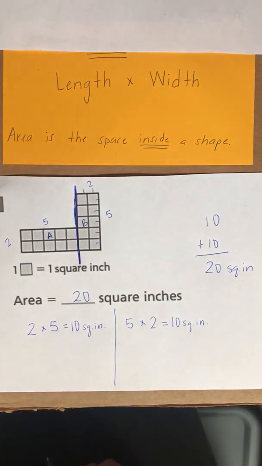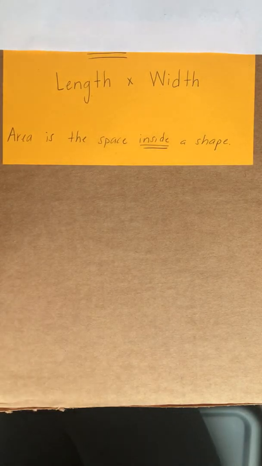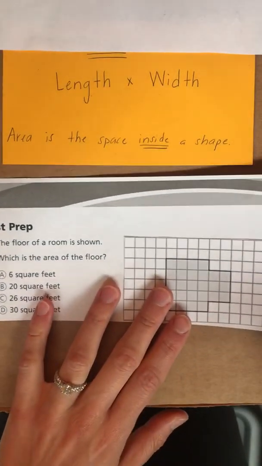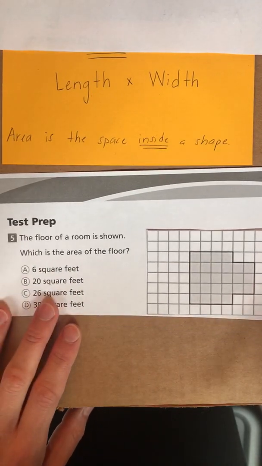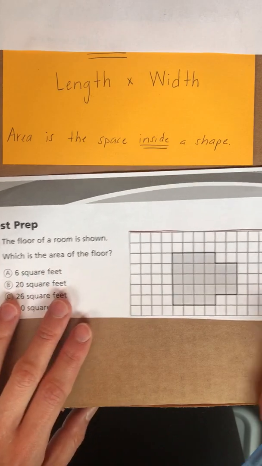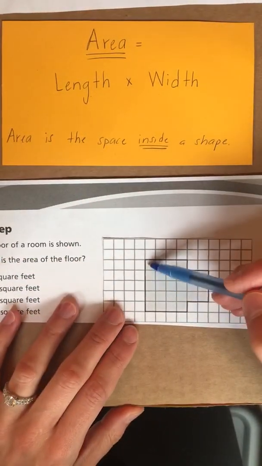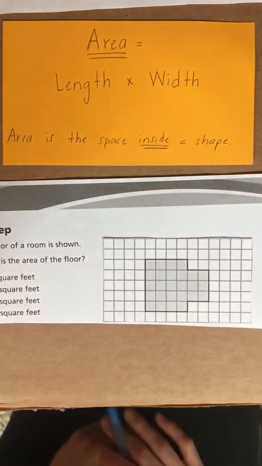Okay, friends, great job. I'm going to ask you to skip number 4. You can put an X through it, or you can always go back to it after my video. But we're going to take a look at number 5 together. All right? So number 5 says the floor of a room is shown, which is the area of the floor. Remember, for area, we are looking for the space inside the shape.